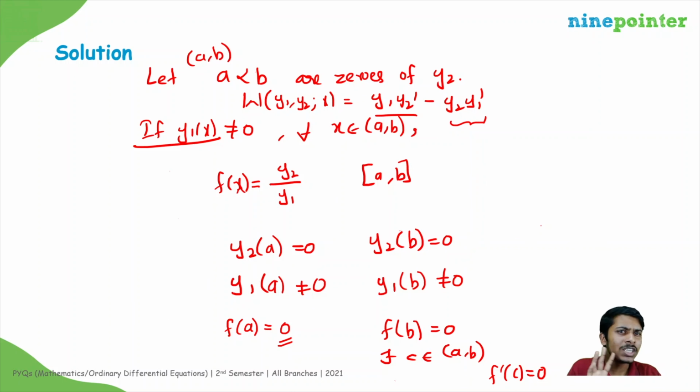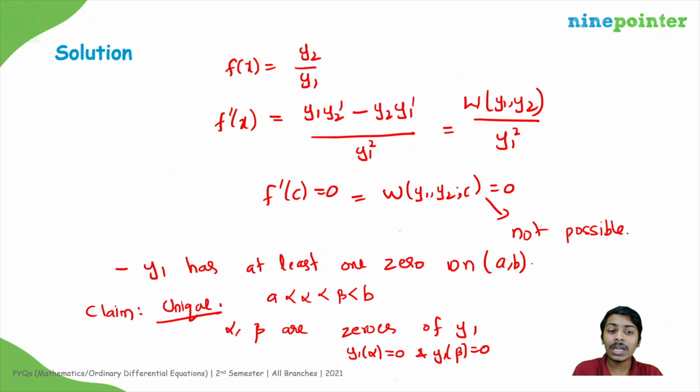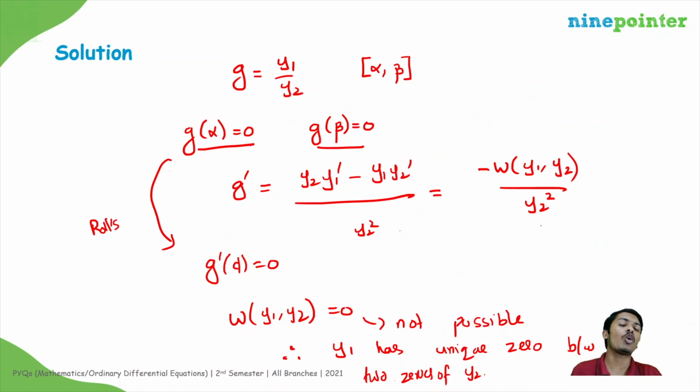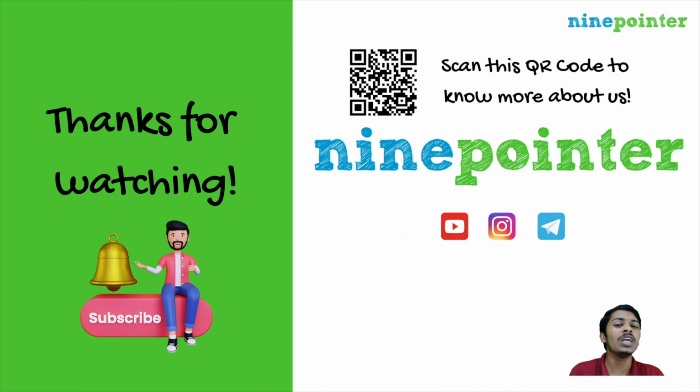Once existence is proved, there can be more than one also, right? But we need it to be unique. So I considered two different roots alpha and beta and again found a contradiction. That means there cannot be two zeros of y1 between two successive roots of y2, which means there should be a unique zero of y1 between two successive roots of y2.